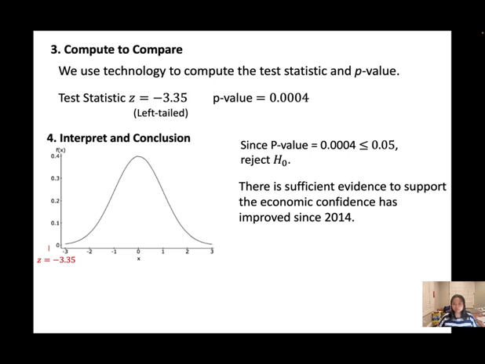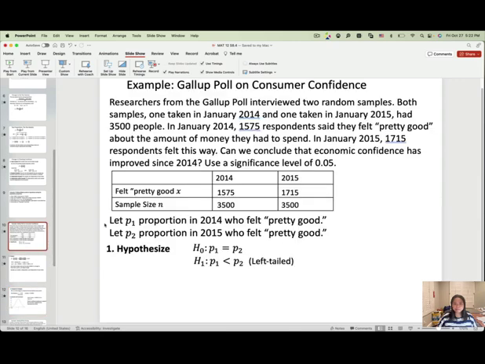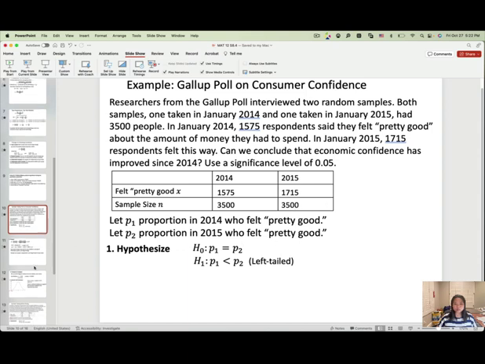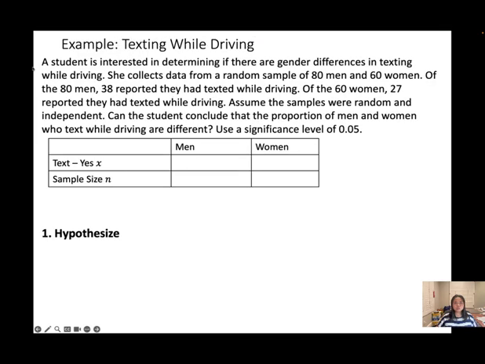Okay, so this is two population proportion hypothesis testing. It's pretty similar to one population. The only thing I need to remind you guys is to make sure you state what is your P1, what is your P2. Okay, try this example.